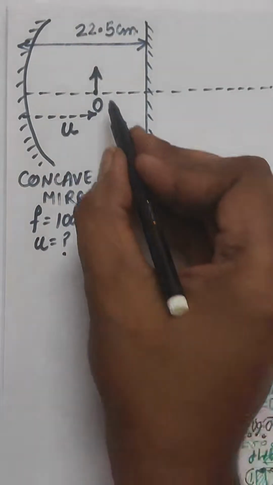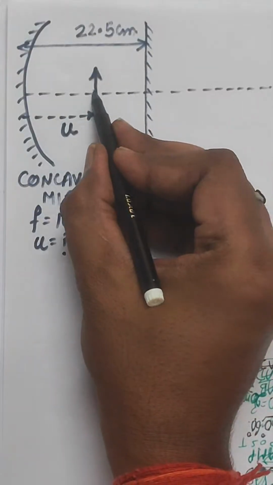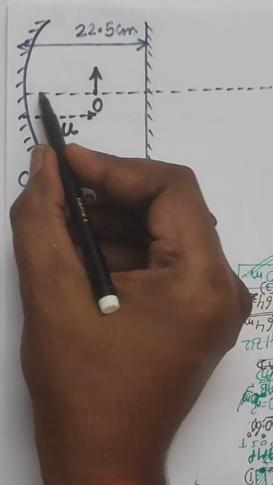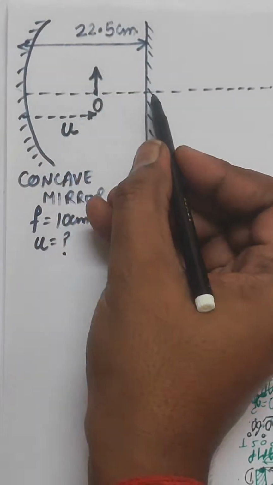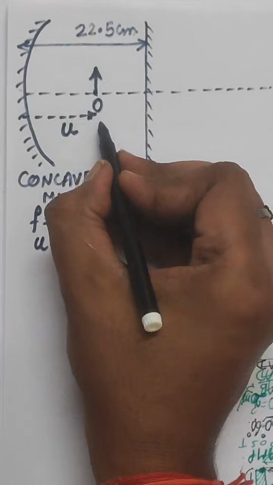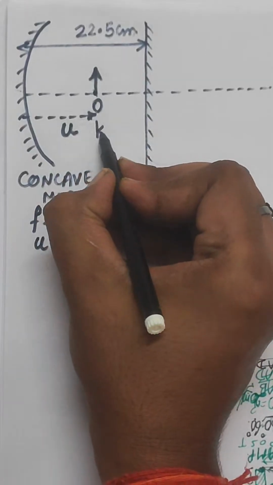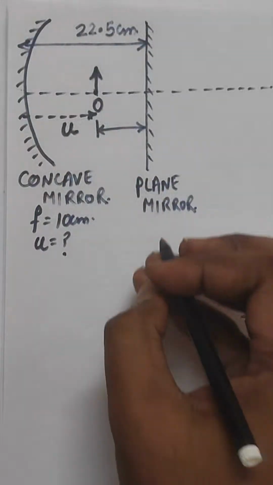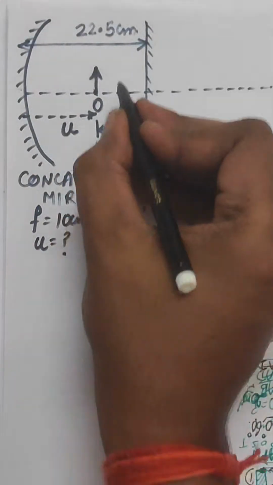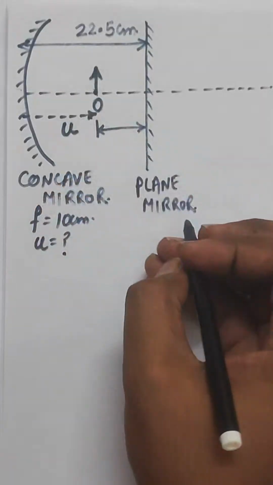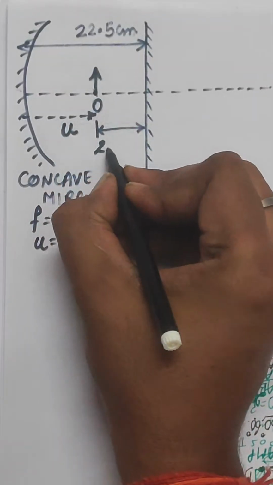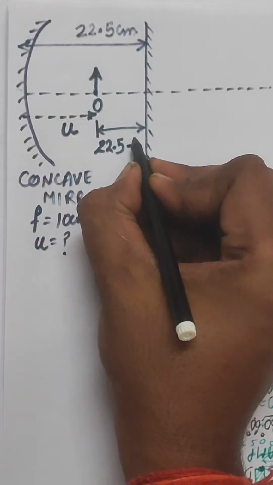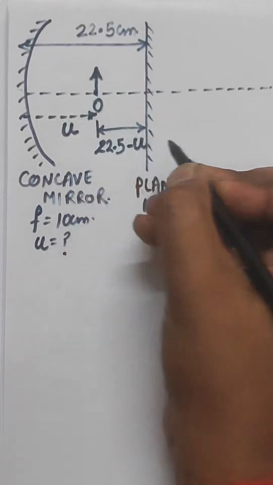So students, if this object is placed at a distance, let's say u is the object distance from the concave mirror, then the distance between the object and the plane mirror will be how much? It will be 22.5 minus u, isn't it? 22.5 minus u. Any doubt in it? You can ask.